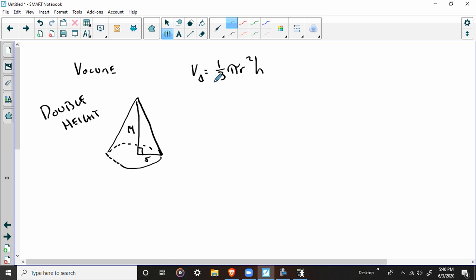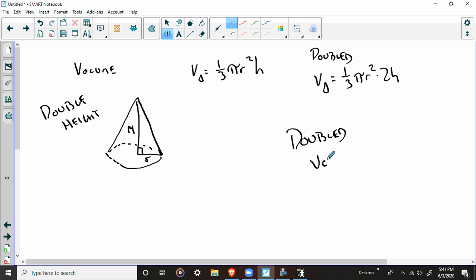Okay, so you gotta think about that. All I'm doing is taking this and my doubled one, equal 1/3 pi times the radius squared times 2 times the height. But again, all I did, look, multiplication, multiplication, multiplication, and multiplication. All I'm saying, what happens? I doubled the volume, right? Again, how do you know that? Because I'm allowed to write this. It is associative. I can write it whatever I want.